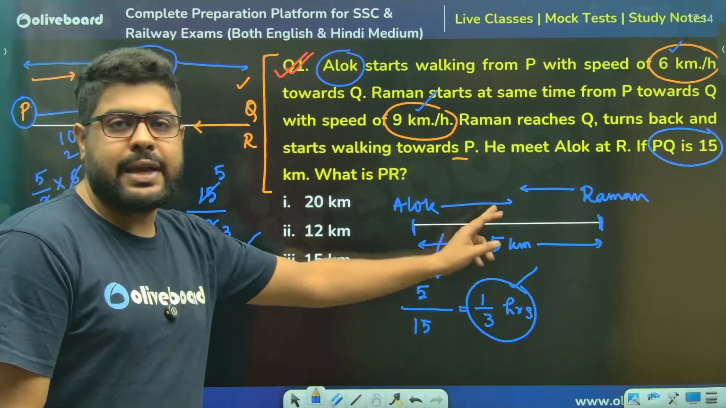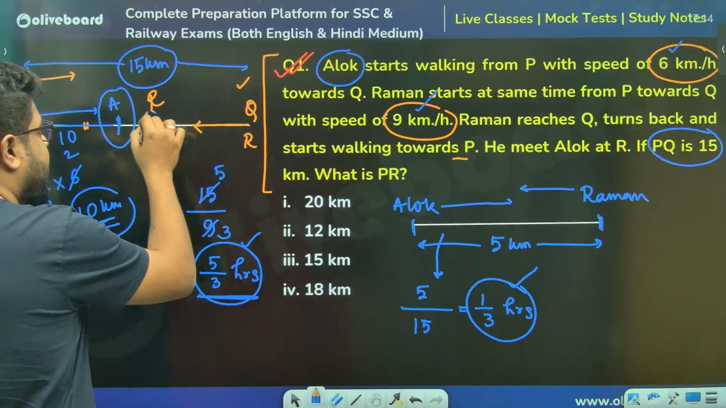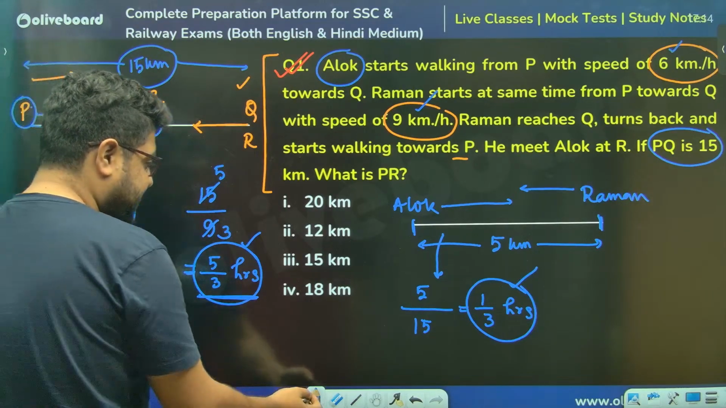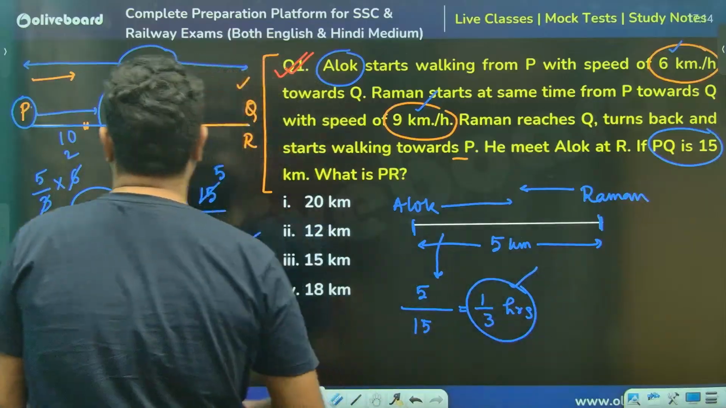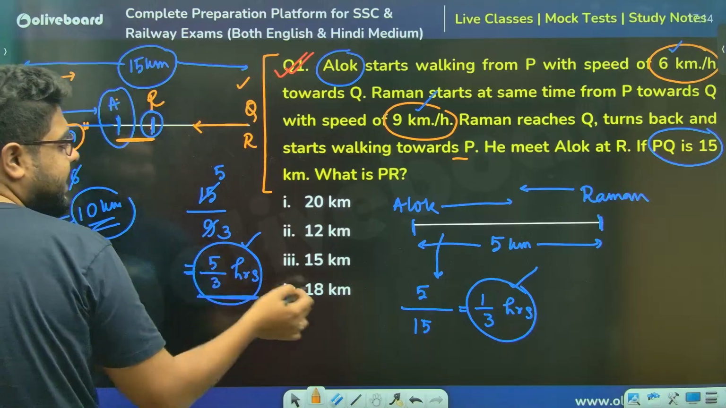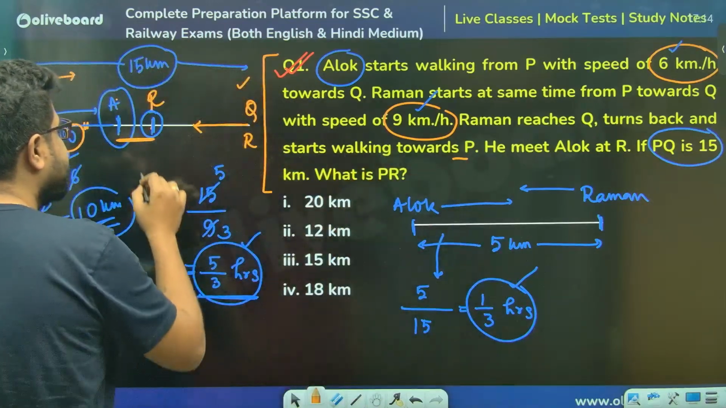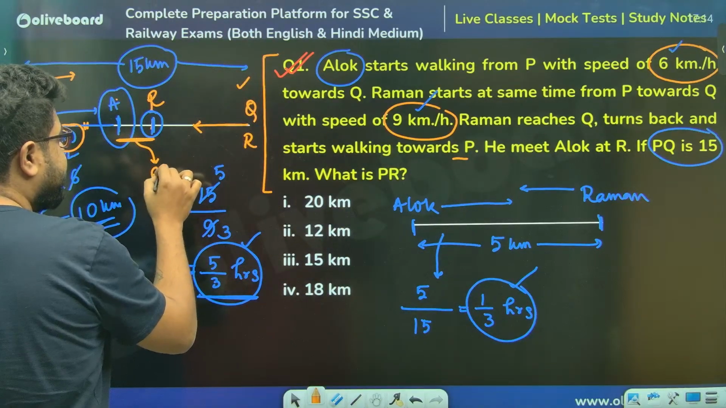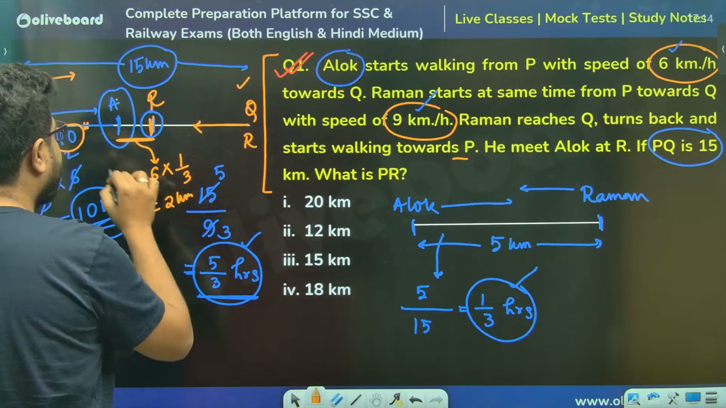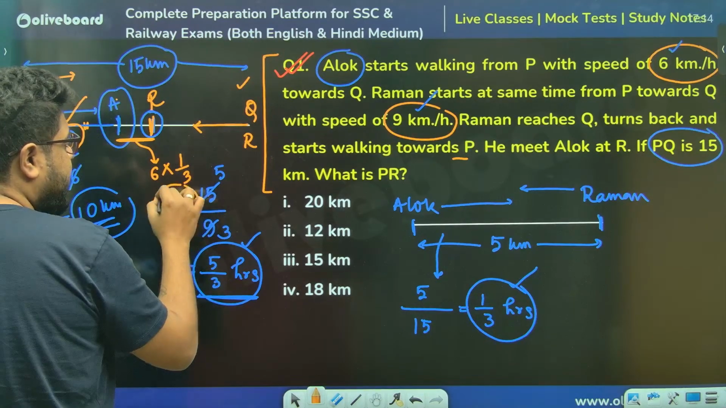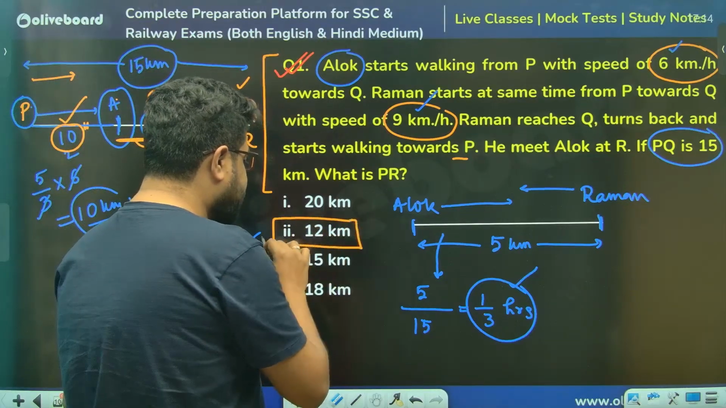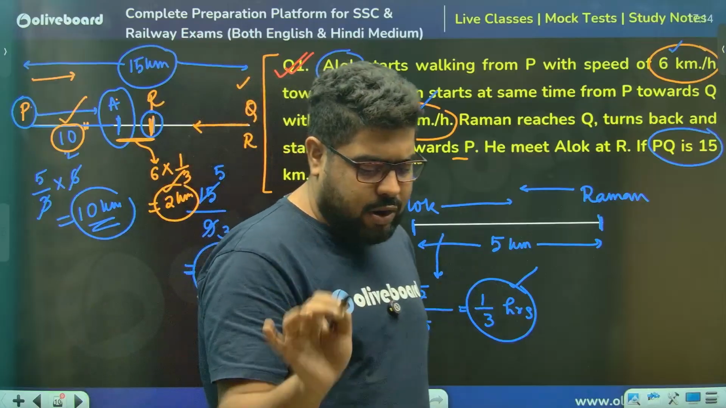Now, this meeting is happening at this point, R. So they are asking, brother, tell me how much the distance will be. So this is 10 kilometers and whatever distance Alok goes during these 1 by 3 hours. How much will he go, sir? Alok's speed is 6 into 1 by 3, that is 2 kilometers. So PR will be 10 kilometers here and 2 kilometers here. Total distance will be, say, 12 kilometers. You see, I have not used any formula, nothing. Normal, simple.